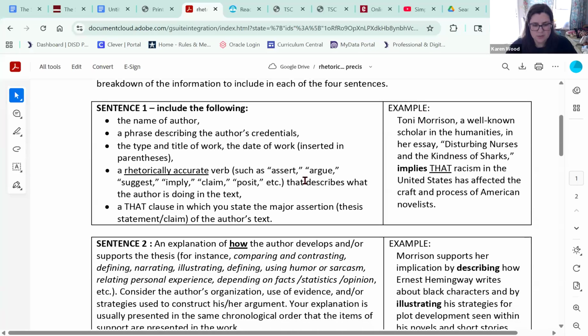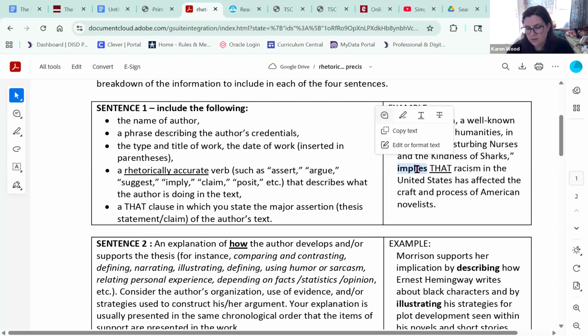So here's an example. They name the author, they describe their credentials, they use a rhetorically accurate verb like argue, assert, claim, imply, posit, and then they use the word that to state their claim. So here's an example of how that would work. Toni Morrison, a well-known scholar in the humanities, in her essay Disturbing Nurses and the Kindness of Sharks, implies that racism in the United States has affected the craft and process of American novelists. That's the first sentence. So in this one, we have who she is, what her credentials are, what we're analyzing, what she's doing.